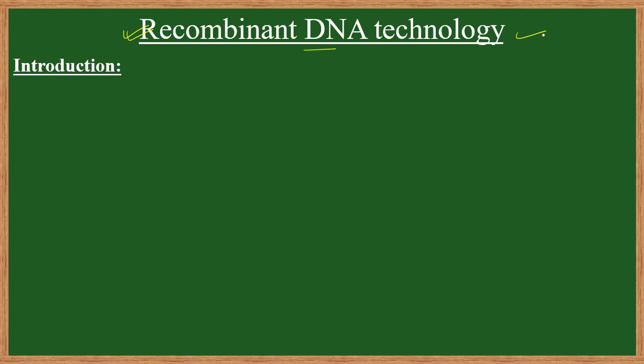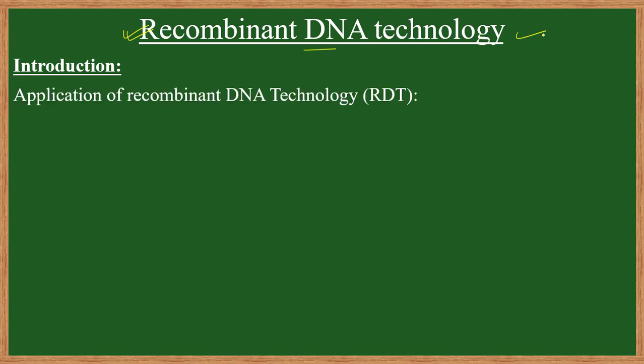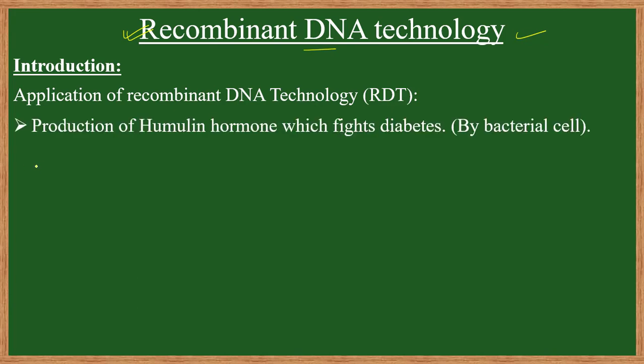I will give you 2-3 applications where we are using rDNA technology. These are very basic byproducts. The first one is the production of humulin. You know humulin, this is insulin, and we can form this insulin with the help of a human gene and with the help of bacterial cells. So the production of humulin hormone is done with the help of the bacterial cell, E. coli. With the help of E. coli cells we can form humulin.